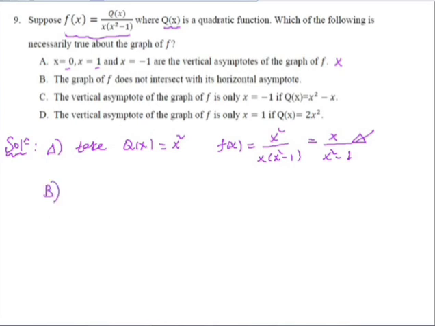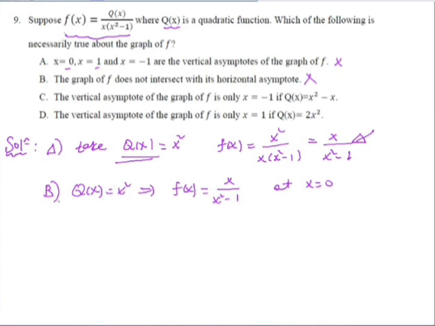Let's check the statement in B. The graph of f does not intersect with its horizontal asymptote. This is also false. Just take the case q of x equals x squared. That means the function f of x becomes x over x squared minus 1. This function crosses the horizontal asymptote at x equals 0. Therefore, it does intersect, so this is wrong.